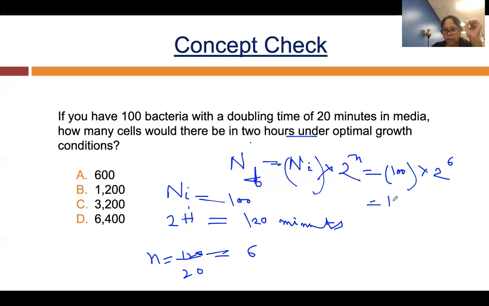So 100 multiplied by 64 gives me 6,400. That's the right answer.